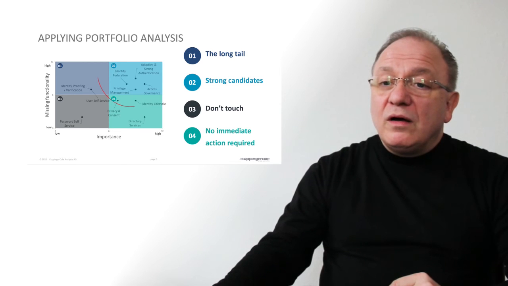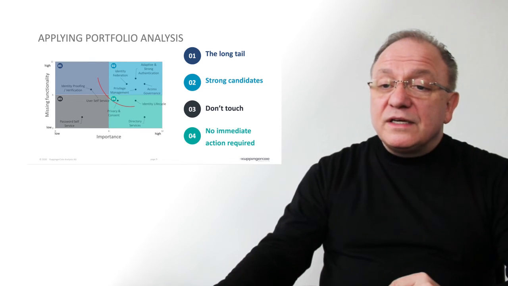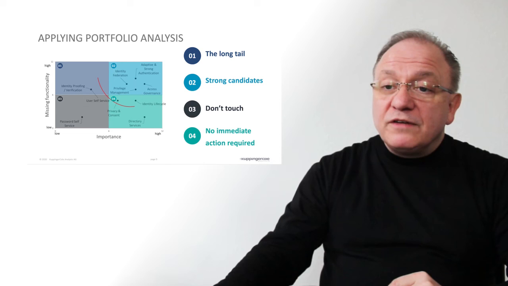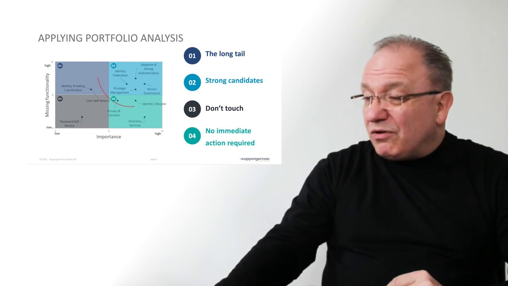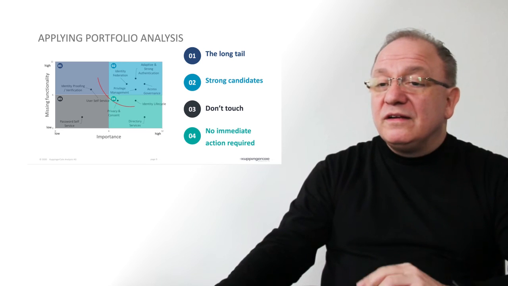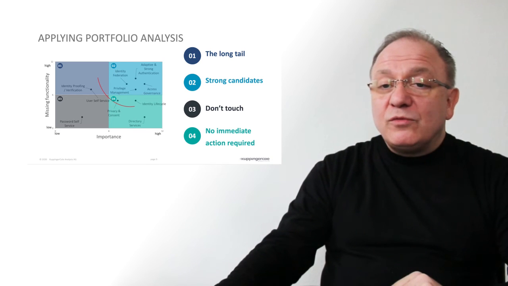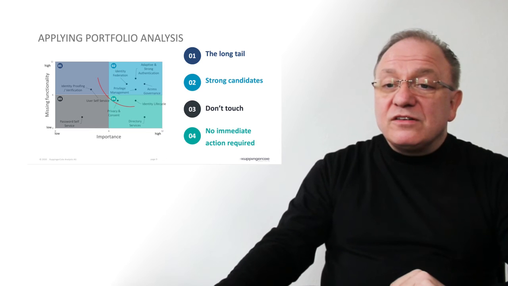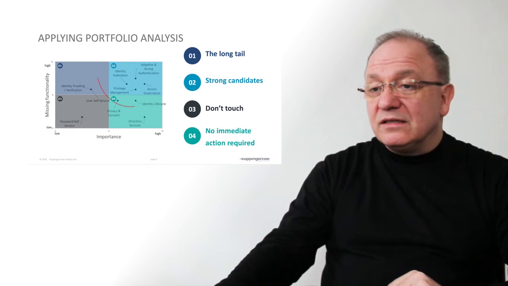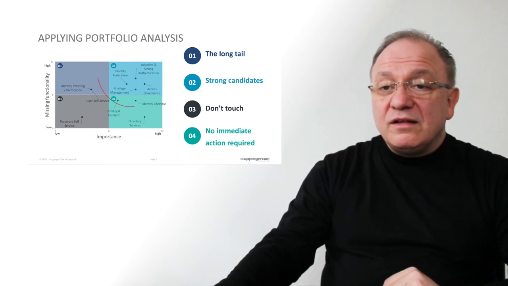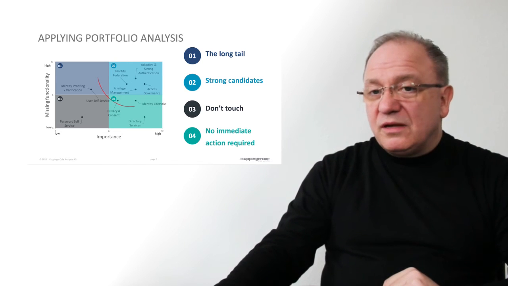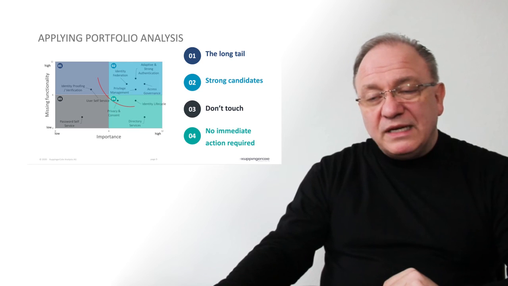If we go to the upper left, we have identity proofing and verification, and user self-service, which are not that important for that organization, for this demo organization, but there is lots of functionality missing. So what do you do with that? I've called it the long tail. You should do something here, but you don't have to do it immediately.